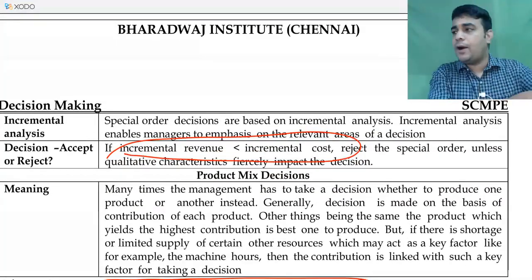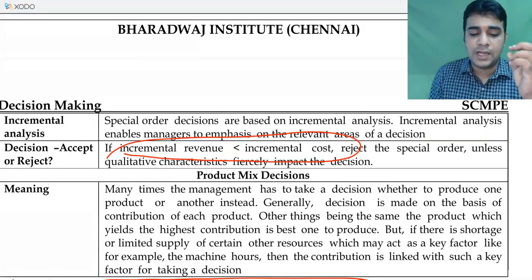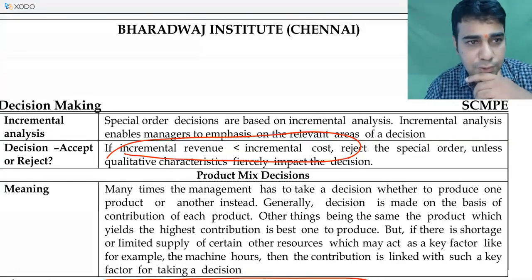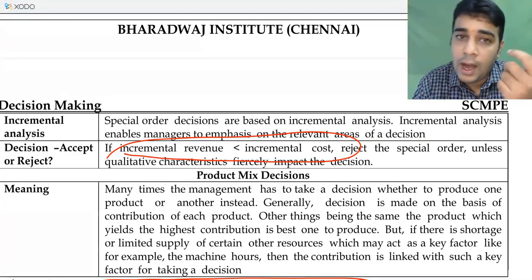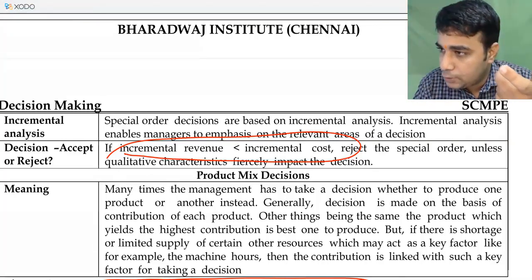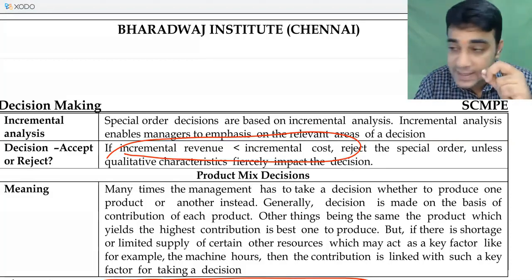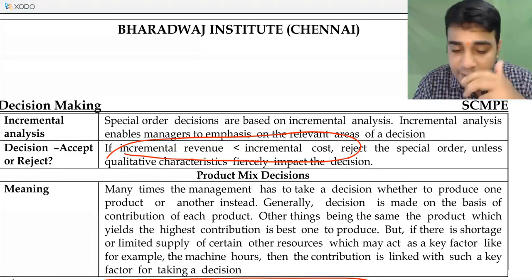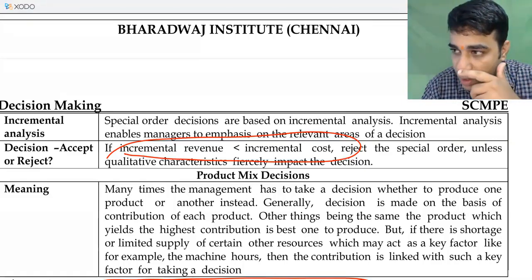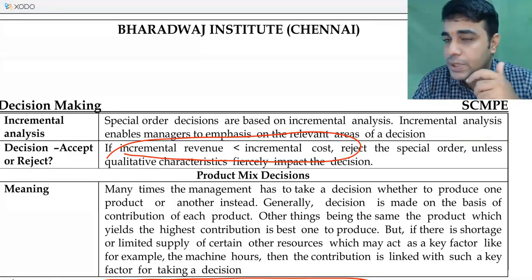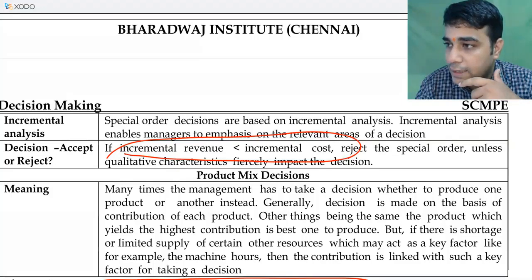Product mix decision. Product mix decision is whether you should sell the product in the ratio of 3:2, or should you sell the product in the ratio of 4:2, or should you sell A and B together, or make it A and C, or make it A and D. Technically it may involve an element of product drop decision. You may decide to drop one product and replace it with something else.